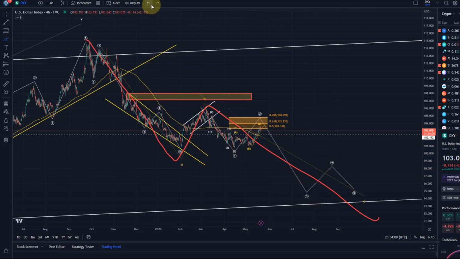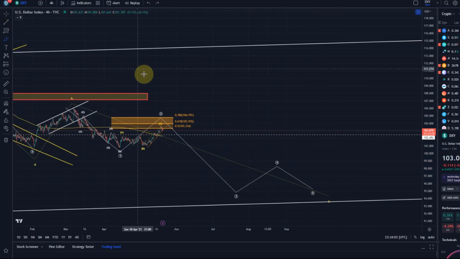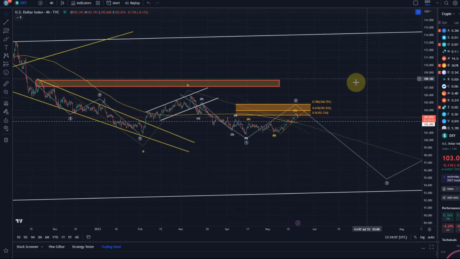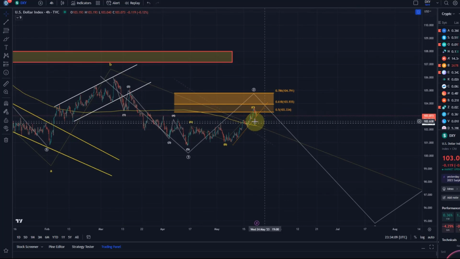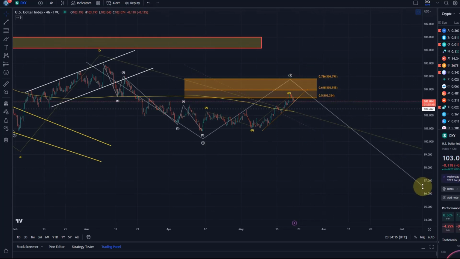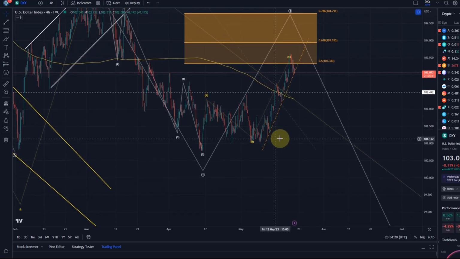This count would be confirmed if we can get rejected in our box, which we're currently doing. We're getting rejected here, but it's not strong enough to say a top is in. Confirmation that we are following through to the downside in a third wave of a C wave is if we break below the B wave low. So we won't really know before. And that would be a move below $101.70.